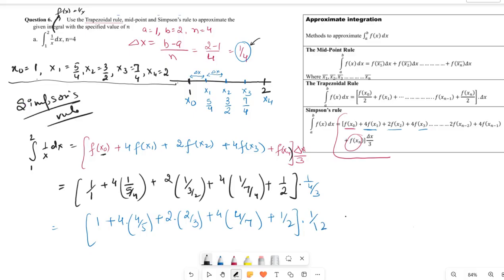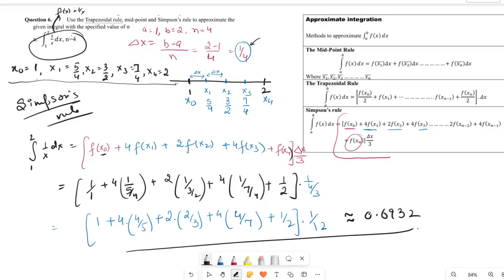You can punch all of it in the calculator. I'm getting 0.6932. So this is an approximation for Simpson's rule. Approximation of the integral using the Simpson rule.